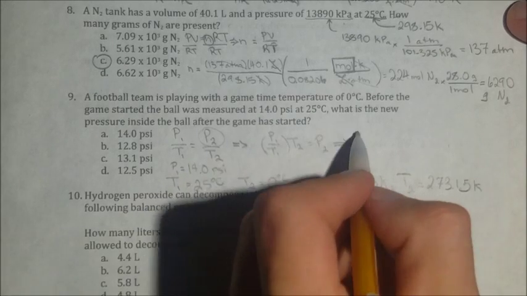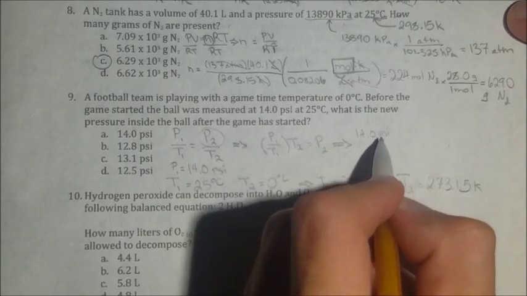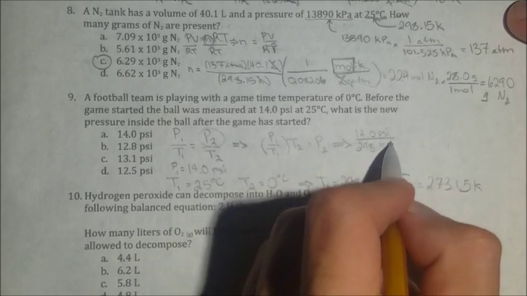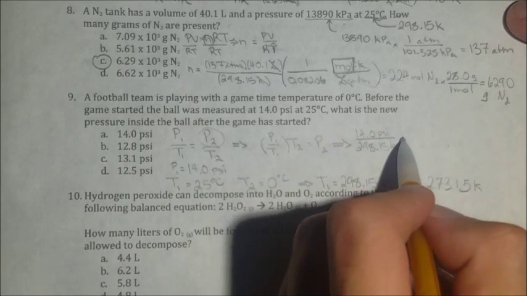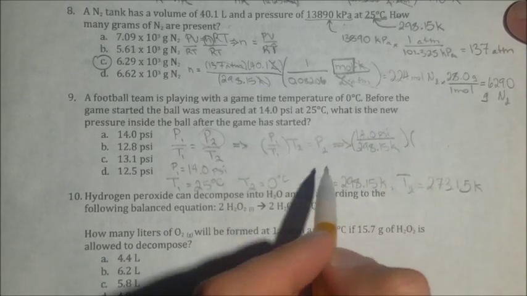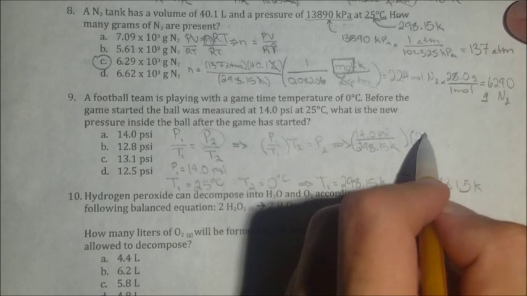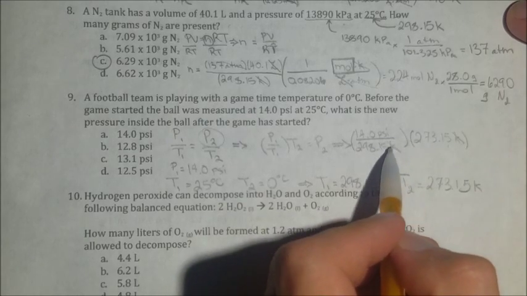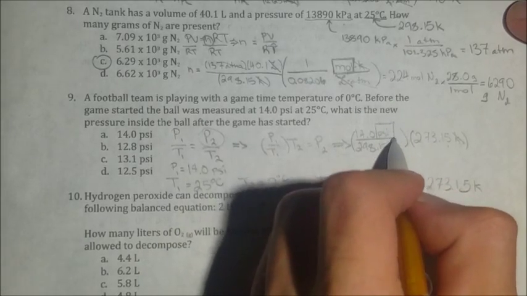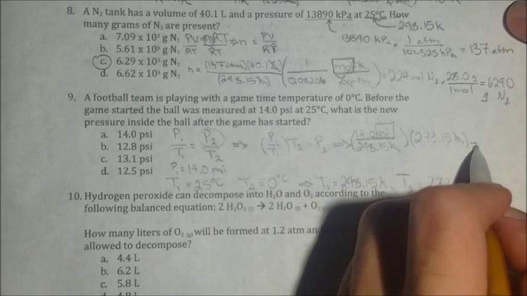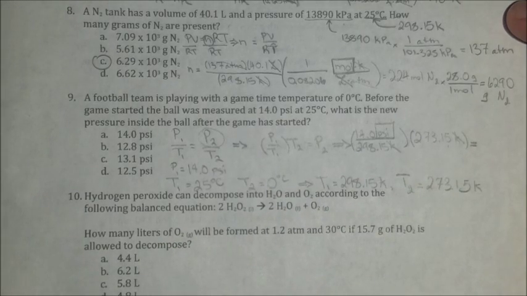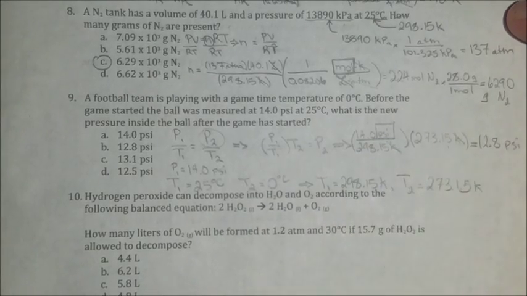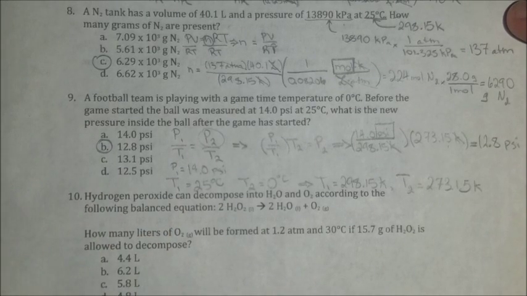P1 is 14.0 psi. T1 is 298.15 Kelvin. This is now going to be multiplied by our second temperature, which is now lower, 273.15 Kelvin. And we see here that Kelvin cancels, so the temperature units cancel, and the units we're left with are psi. So when we do this in our calculator, what we find is that we get 12.8 psi. So B is the correct answer for number 9.